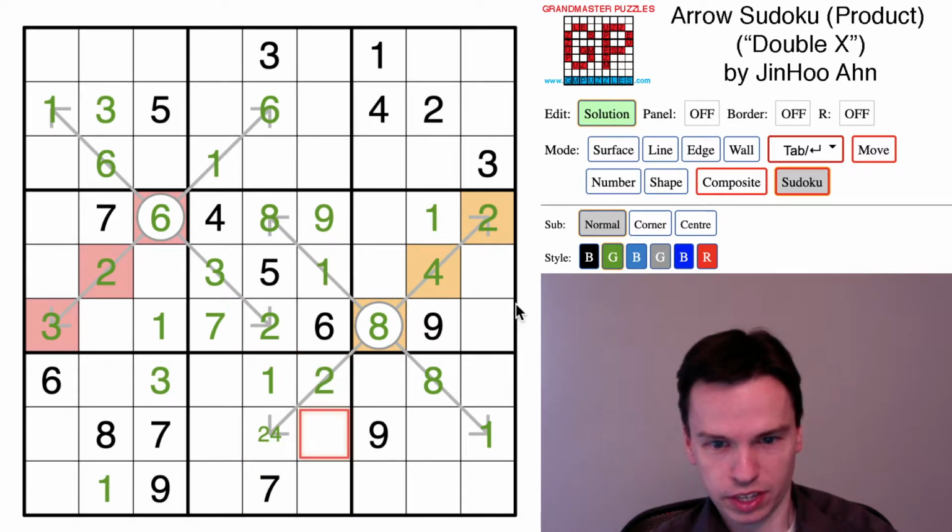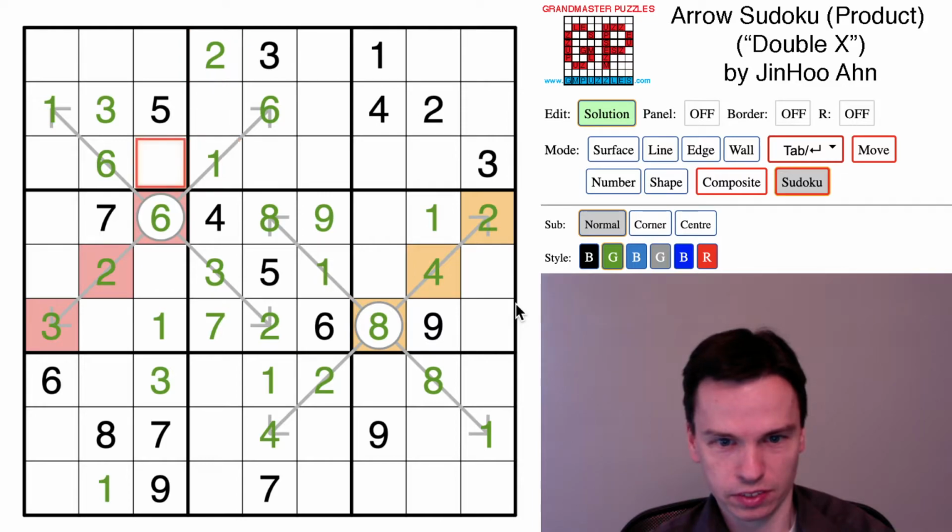This 2 we placed actually forces the 2's around it. We need another 2 up here, and this is the last cell in this column that can be a 2. We're going to have a 2 in one of these 2 cells here, but it looks like this has to be a 2 there.